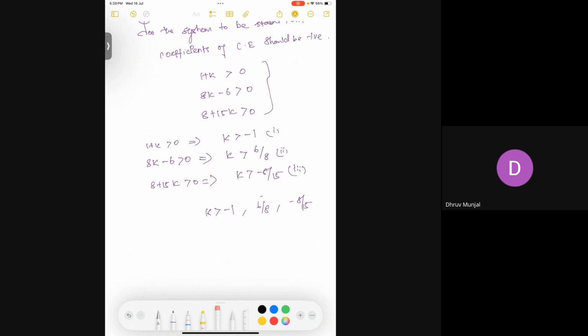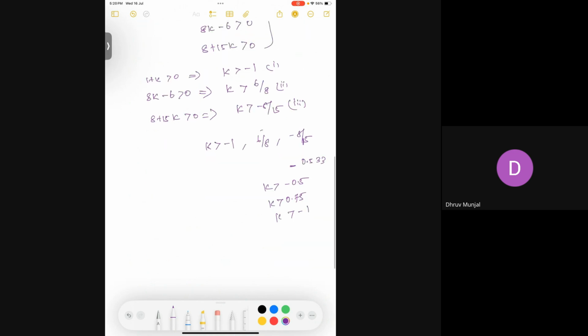So there is one trick, if you see closer, this minus 8 by 15. This 8 by 15, if you calculate, 8 divided by 15 would be nearly 0.53 something, right? So k should be greater than at least minus 0.5, and 6 by 8 is 0.75. So k should be greater than 0.75. So k should be greater than minus 1, right?